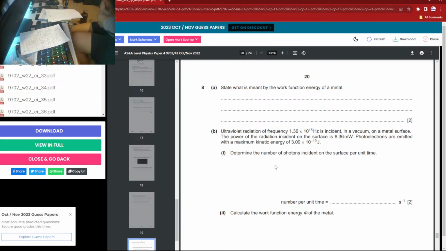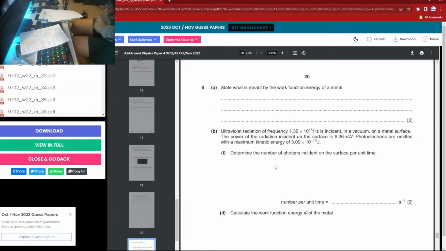Ultraviolet radiation of frequency 1.36 times 10 to the power of 15 hertz is incident in a vacuum on a metal surface. The power of radiation incident on the surface is 8.36 milliwatts. Photoelectrons are emitted with a maximum kinetic energy of 3.09 times 10 to the power of negative 19. Determine the number of photons incident on the surface per unit time.